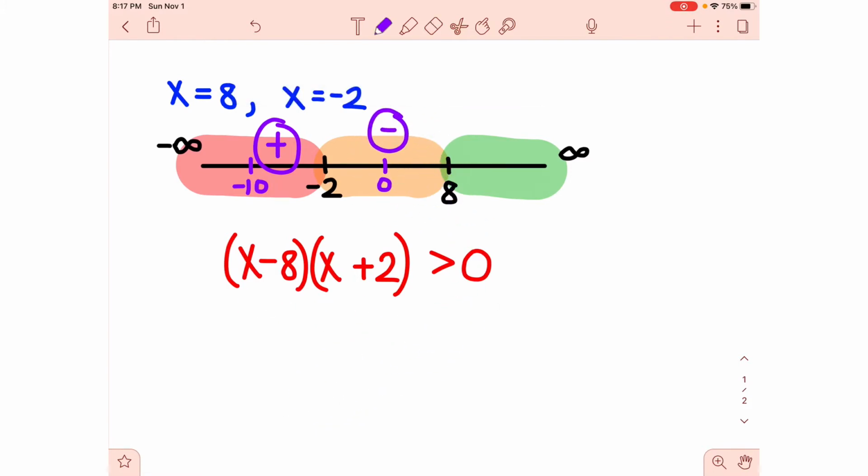And then last but not least, if I plug in a number bigger than 8, something like 10, let's see, 10 minus 8 is a positive number, it's 2, and 10 plus 2 is another positive, and a positive times a positive is positive.